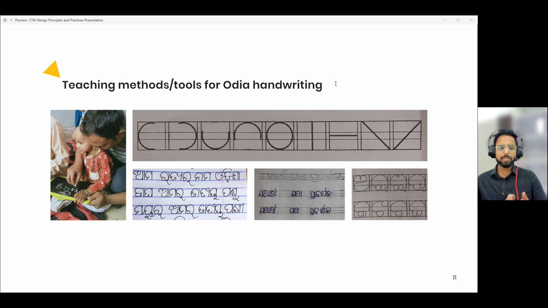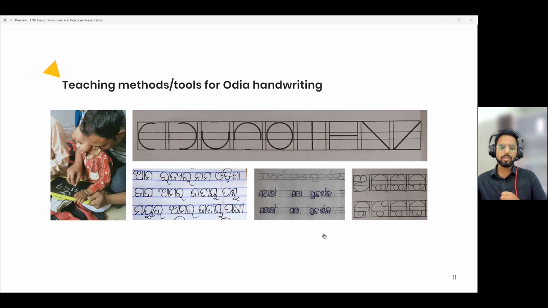So it's pretty unsystematic. And also, the primitive or the basic strokes that the children practice before writing complete letter forms, so they are also derived from Latin, and Odia script doesn't necessarily have those features. Hence, the handwriting education is pretty unsystematically being carried out.